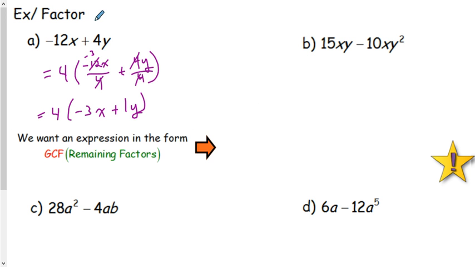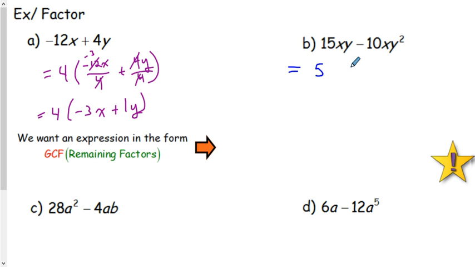Let's switch colors and go to our next one here. Let's ask ourselves, what's a number that 15 and 10 can both be divided by? You may want to pause the video here and try to come up with it yourself. Well, I noticed that both 15 and 10 are divisible by 5. And that's the greatest common factor. That's the biggest number I can get that divides both 15 and 10 evenly.